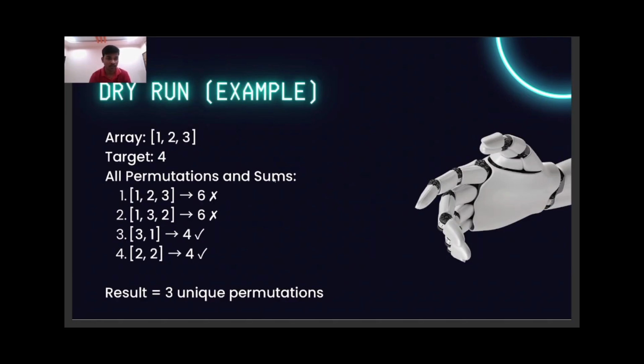We have another example in which it will check all permutations and sums, and it will reject the first and second because they do not give the sum 4.